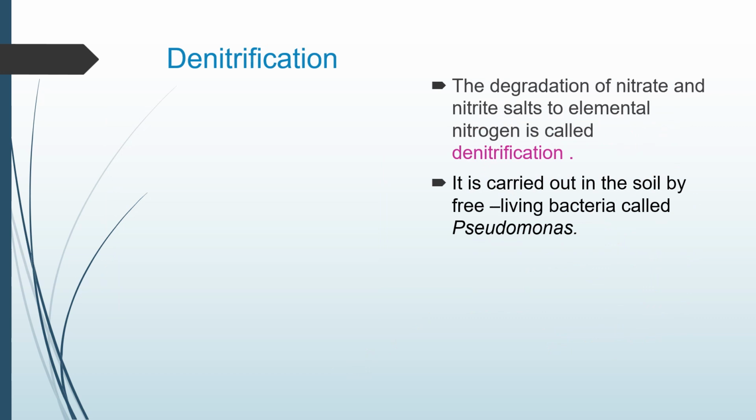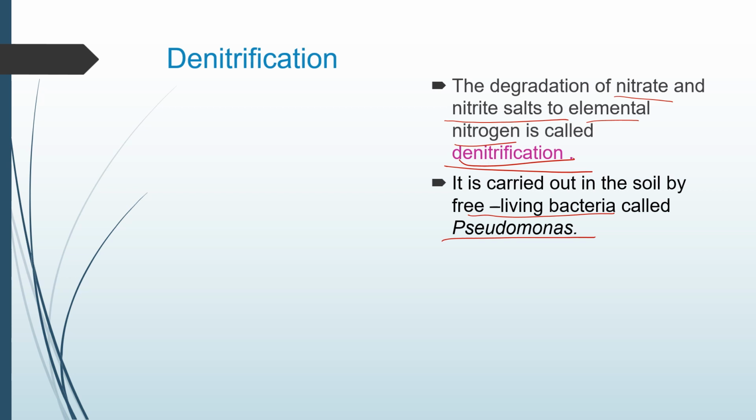Now here comes the third process of the useful effect of bacteria in agriculture, denitrification. Denitrification is the degradation of nitrate and nitrite salts to elemental nitrogen, that is N2. So NO2 and NO3 are being converted to elemental nitrogen, that is atmospheric nitrogen, and that process is called denitrification. It is carried out in the soil by free living bacteria called Pseudomonas.